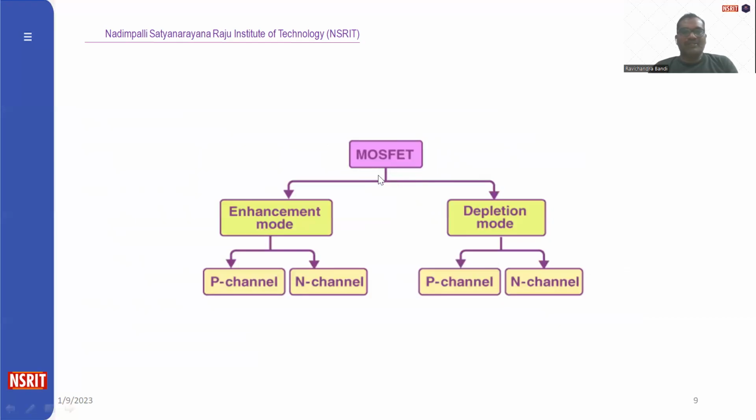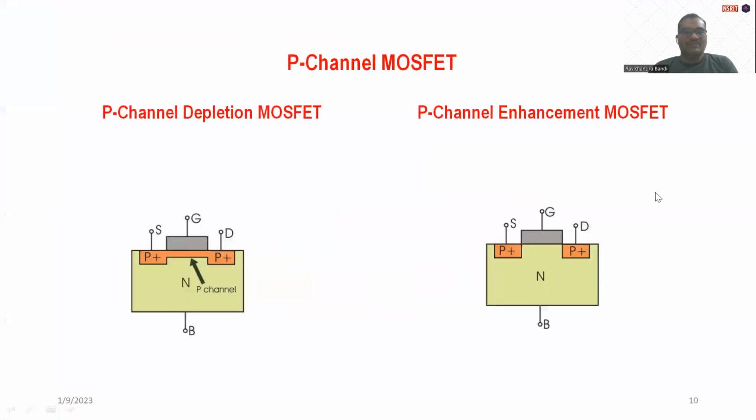MOSFET is divided into enhancement mode and depletion mode. Again, enhancement mode is divided into P channel MOSFET and N channel MOSFET. Depletion mode is divided into P channel MOSFET and N channel MOSFET. This is the diagram of depletion mode MOSFET. This is the diagram of enhancement mode MOSFET.